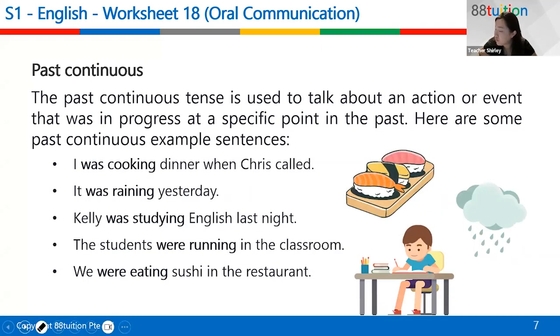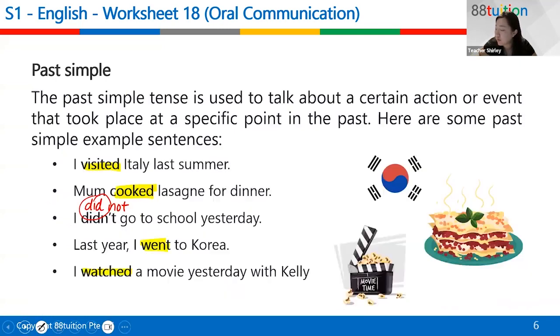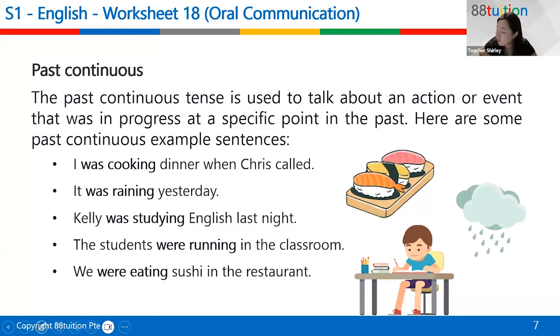Then of course we have our past continuous tense. If you notice, everything is in the past: simple, continuous, perfect, and perfect continuous. Because generally when you're telling a narrative, it has happened already, so all past tense. So what do we mean by past continuous? Past continuous is used to talk about an action that is in progress at a specific point in the story that you're narrating. So at a particular point in the narrative, something is happening.